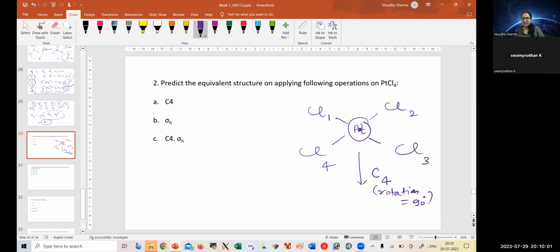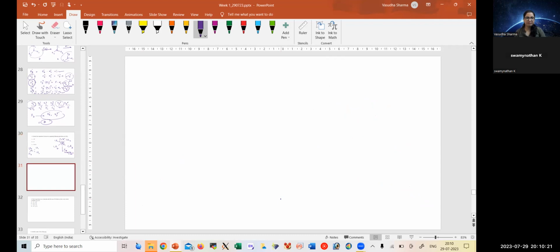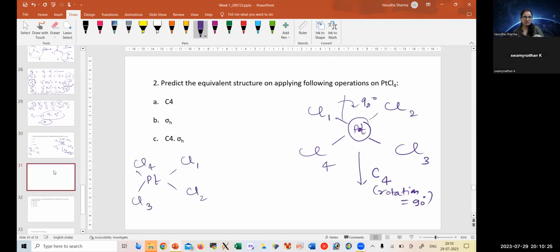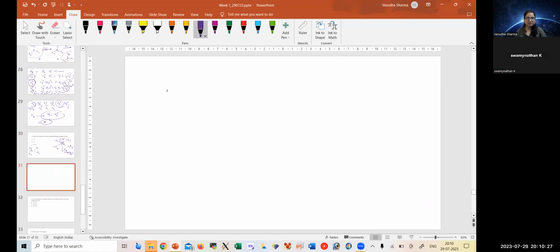Now I'm rotating in the clockwise direction, 90 degrees. Cl1 would go to the Cl2 position, so 1 will become 2, 2 will become 3, 3 will become 4, 4 will become 1. So this is after your C4 operation, right? Should I draw it on another slide? No, it's fine, because actually I have to show that sigma h is also there. So anyway, we can draw that again.